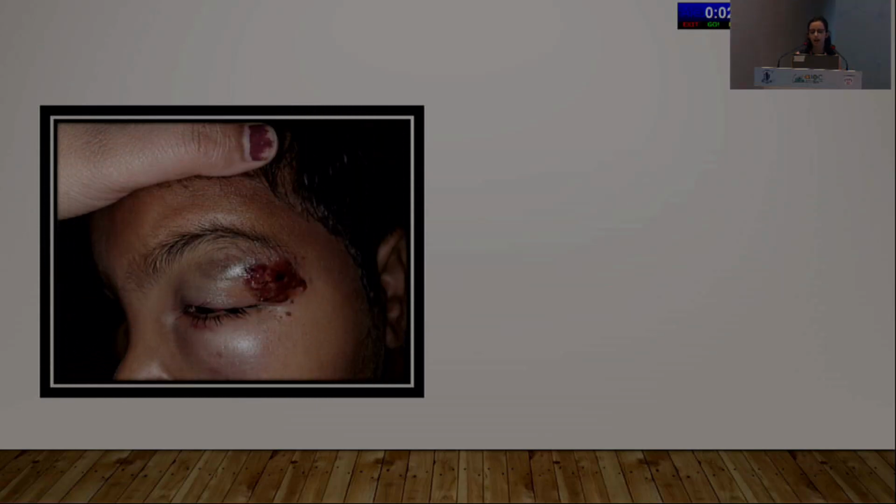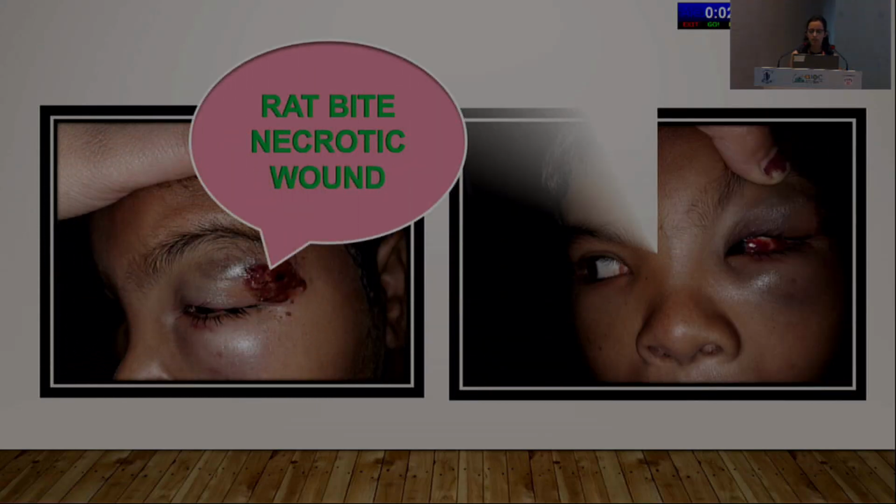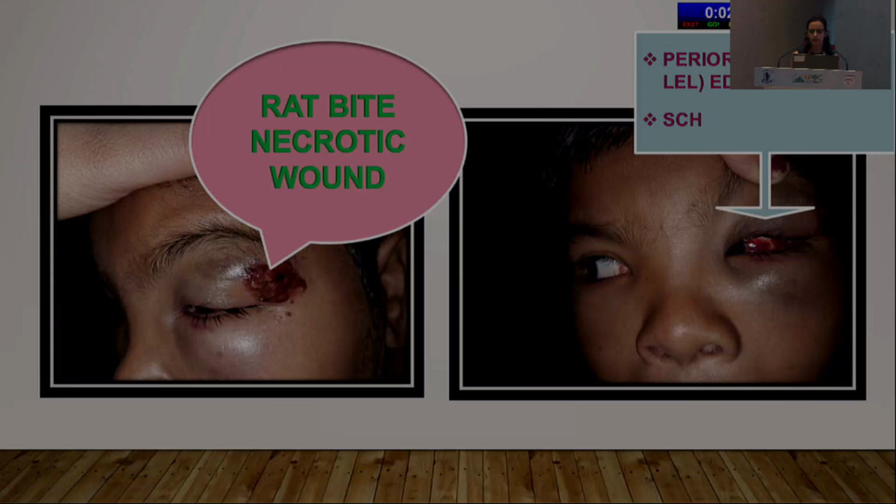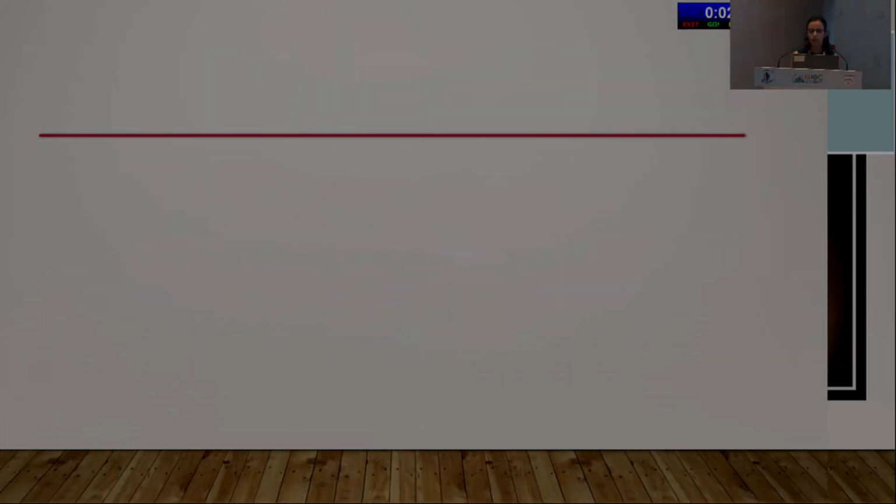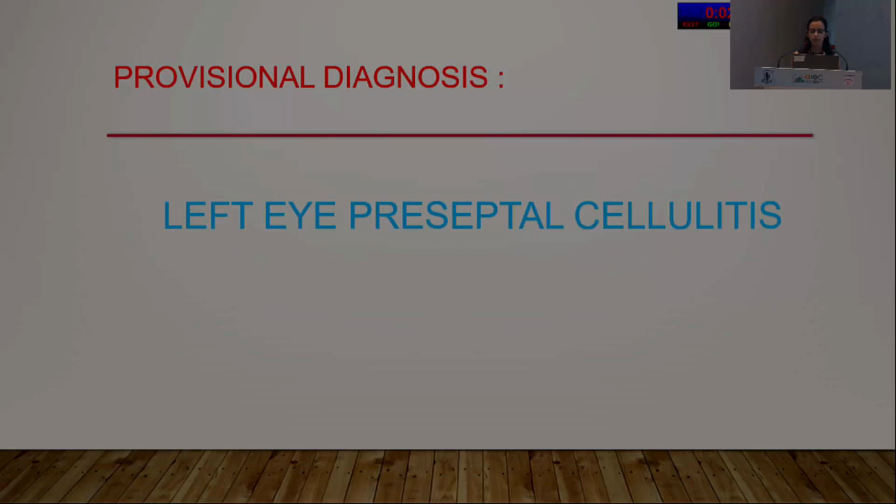In the conjunctiva, subconjunctival hemorrhage was seen, and these are the pictures of the rat bite with necrotic wound, the periorbital lid edema and subconjunctival hemorrhage in the left eye. The provisional diagnosis made was left eye preseptal cellulitis.